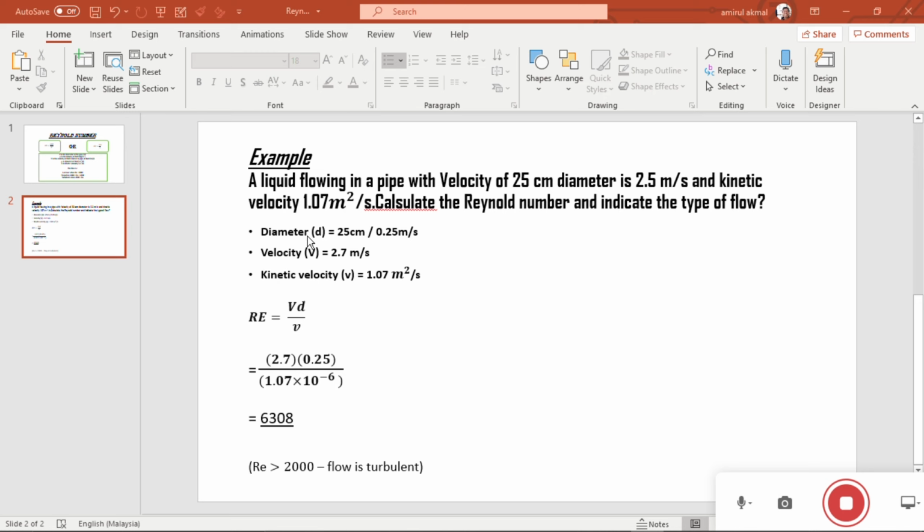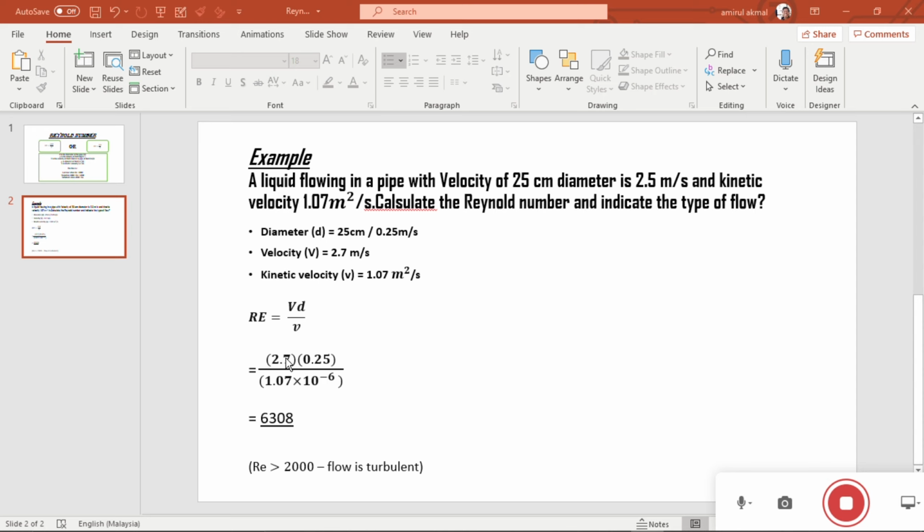Okey, simbol bagi diameter adalah huruf D kecil, di mana velocity simbolnya adalah V besar yang diberi adalah 2.7 meter per second, and kinematic viscosity simbolnya adalah V kecil yang diberi dalam soalan adalah 1.07 meter square per second. Okey, kita boleh nampak dah yang mana formula yang guna, iaitu Re sama dengan velocity darab diameter per kinematic viscosity.